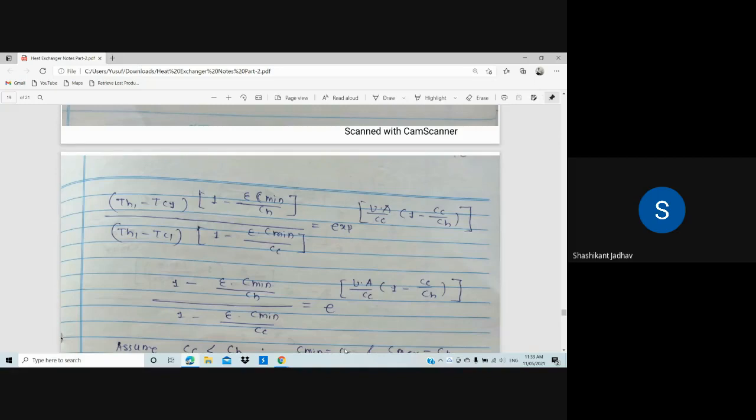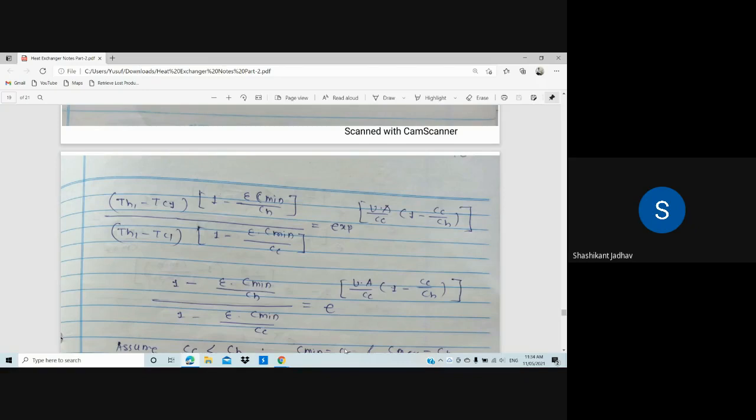So what is the remaining term in the equation? 1 minus epsilon into C minimum divided by Ch. Okay, did you understand how the simplification of that equation was done? Inside the bracket there is Th1, minus that term, bracket complete, minus Tc1. So Th1 minus Tc1 is taken on one side, and from both the terms Th1 minus Tc1 is taken as common. So by taking Th1 and minus Tc1 as a common.